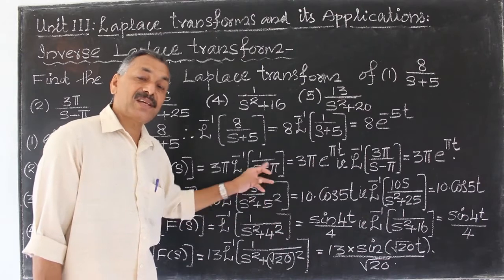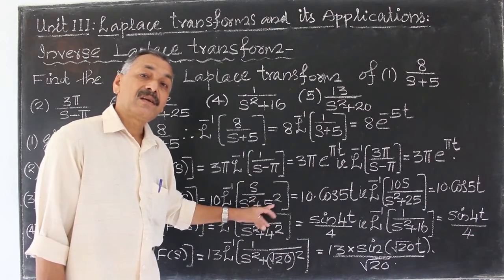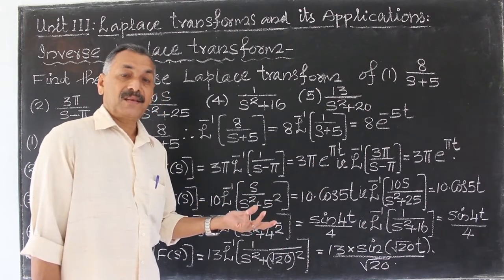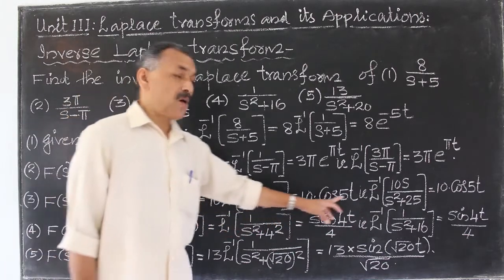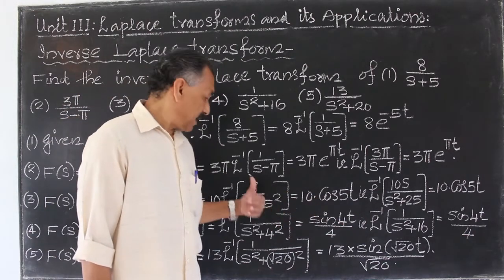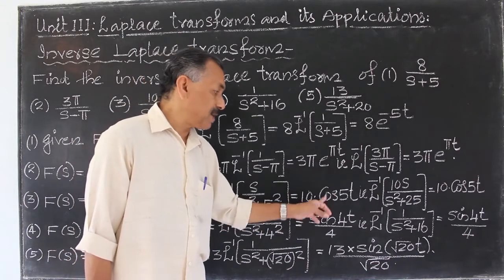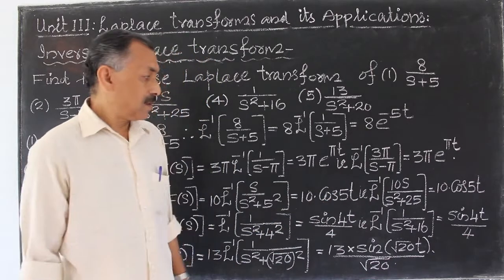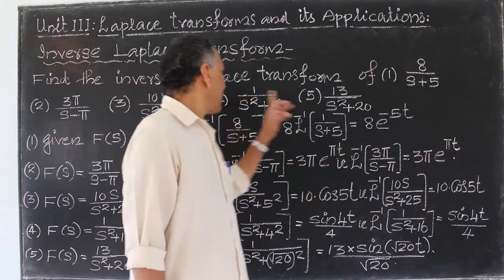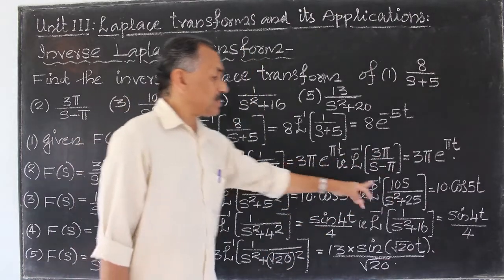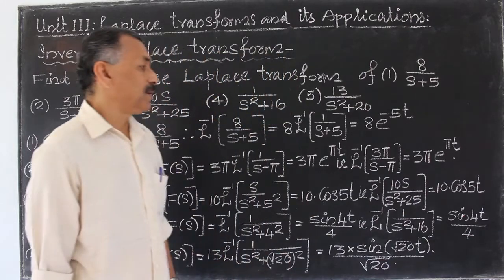What is L inverse of s divided by s square plus a square? It is cos at. Now that is 10 into cos, here a is equal to 5. s divided by s square plus a square, a is equal to 5, cos at is cos 5t. So Laplace inverse of 10s divided by s square plus 25 is equal to 10 into cos 5t.